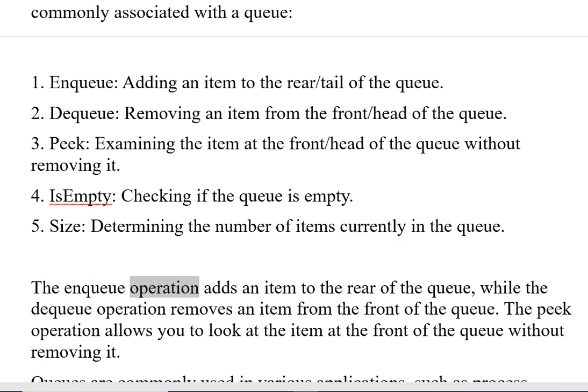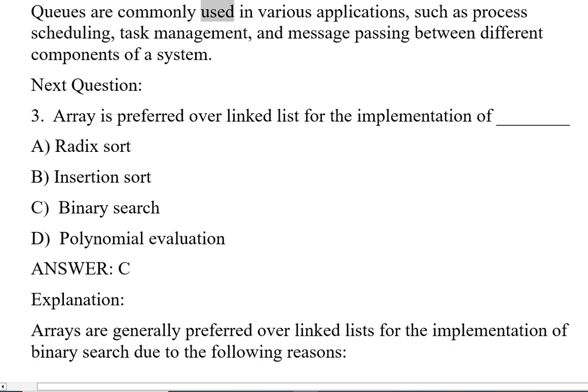The enqueue operation adds an item to the rear of the queue, while the dequeue operation removes an item from the front of the queue. The peek operation allows you to look at the item at the front of the queue without removing it. Queues are commonly used in various applications, such as process scheduling, task management, and message passing between different components of a system.